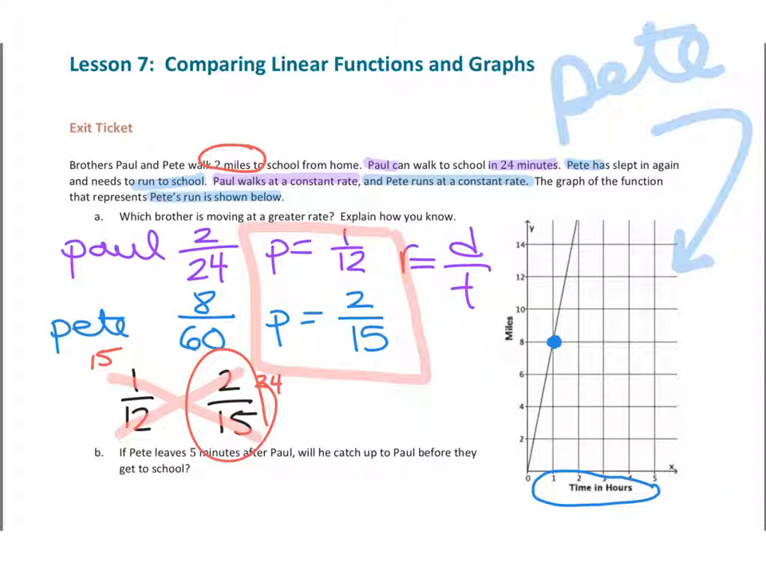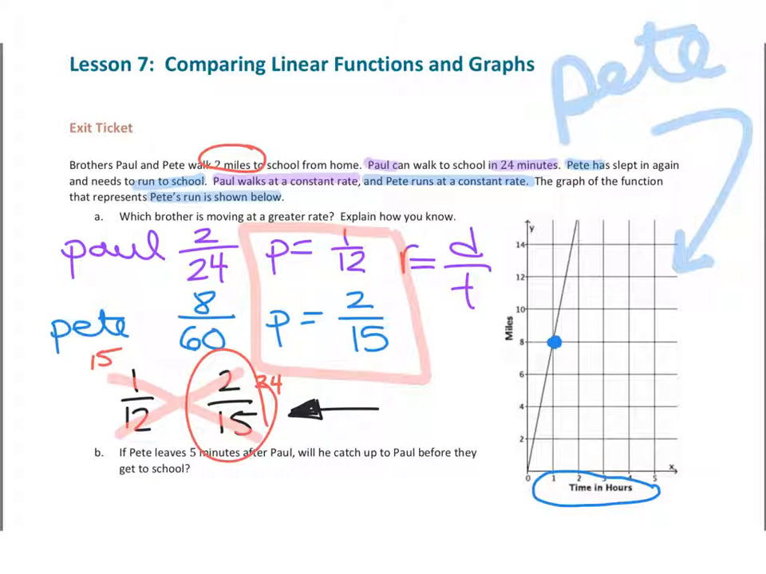Now, let's think back to the question for a second. It says Paul can walk to school. Pete has slept in and is going to run to school. When you read that, my hope is that you will infer that since Pete is running, he is moving faster. But now we have just justified that through our work to show that Paul's rate is 1/12. Pete's rate is 2/15. If you're not comfortable with comparing the rates like this, with the proportions and multiplying like that, you could also convert both rates to a decimal and see whose rate is greater.